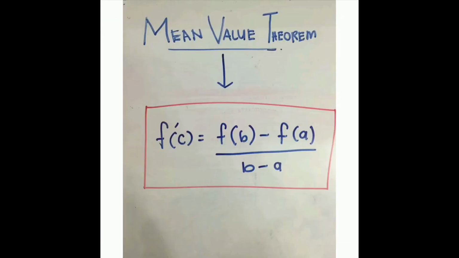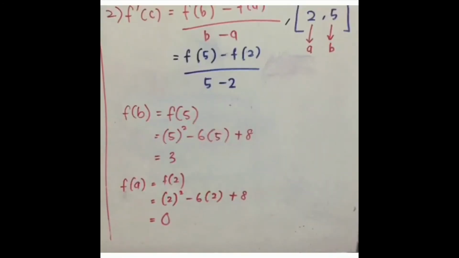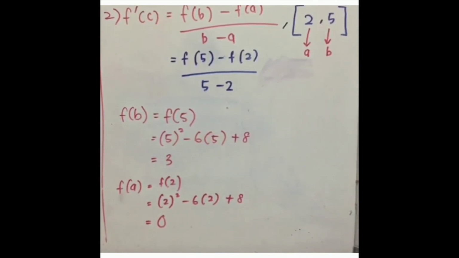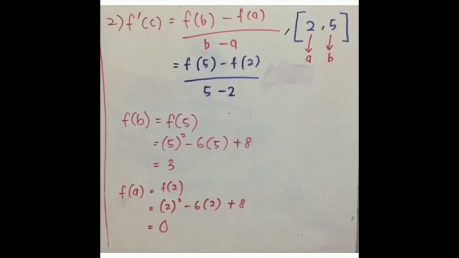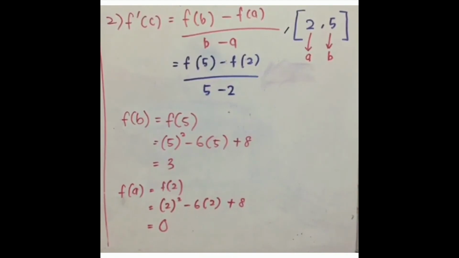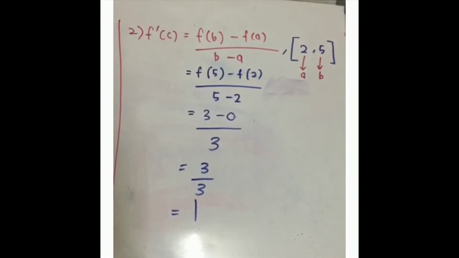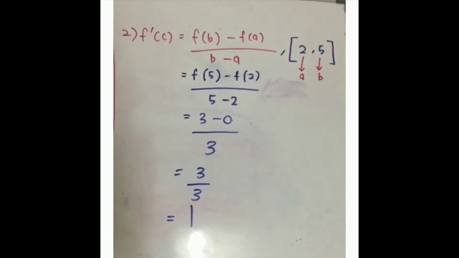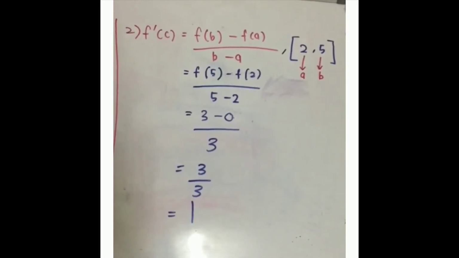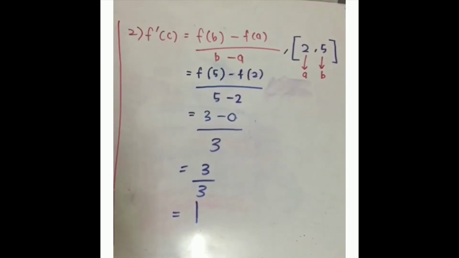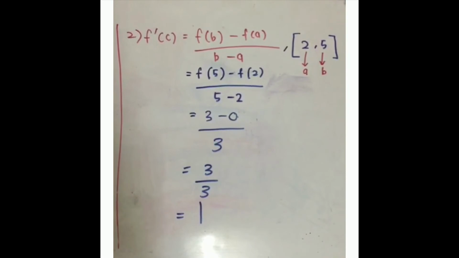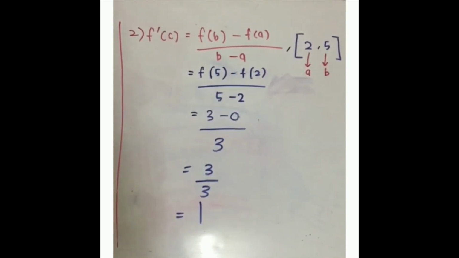The second step is you need to apply this formula. This is how you get the answer for the formula that was given. Hence, f(5) is equal to 3 and f(2) is equal to 0. So we substitute 3 minus 0 over 3, which is 3 over 3, and we will end up with 1. So hence f prime c is equal to 1.